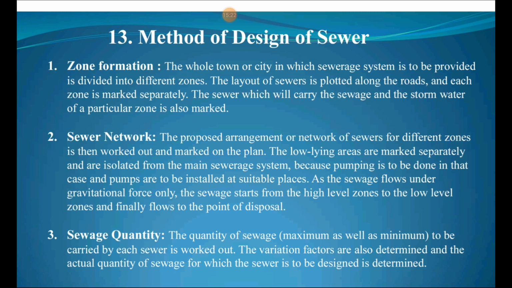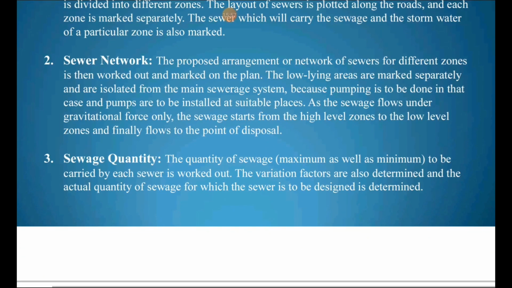Then sewer network. The proposed arrangement of network of sewers for different zones is then worked out and marked on the plan. The low-lying areas are marked separately and are isolated from the main sewerage system because pumping is to be done in that case and the pumps are to be installed at suitable places. As the sewage flows under gravitational force only, the sewage starts from the high level zones to the low level zones and finally flows to the point of disposal. That is very important for gravitational flowing.